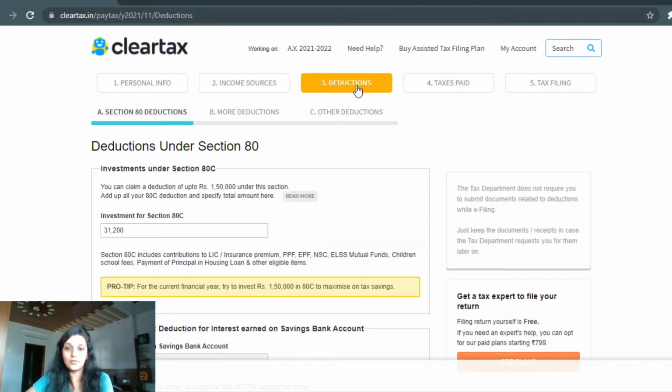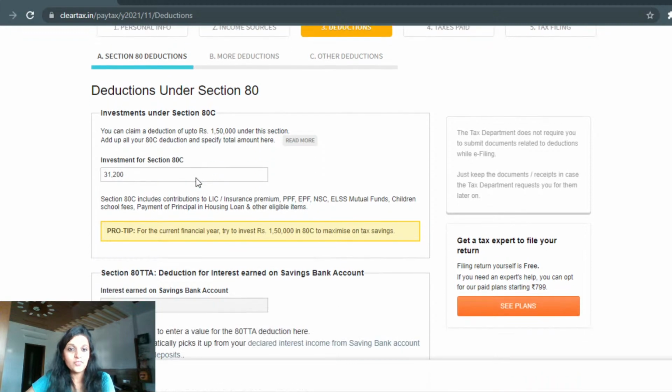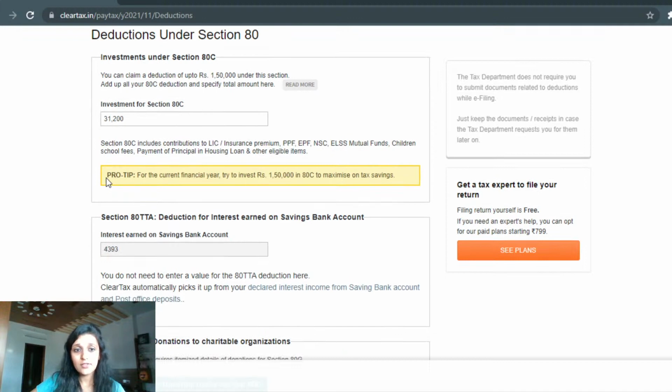When you come to the third point, which is deductions, you will see that whatever deductions are included in your Form 16, the software would have taken that, so it is showing. There is also a pro tip over here that for the current financial year, try to invest 1.5 lakh to maximize your tax saving, because 31,200 is less than 1 lakh 50,000. So the software is recommending that you can invest a maximum of 1.5 lakh in this.